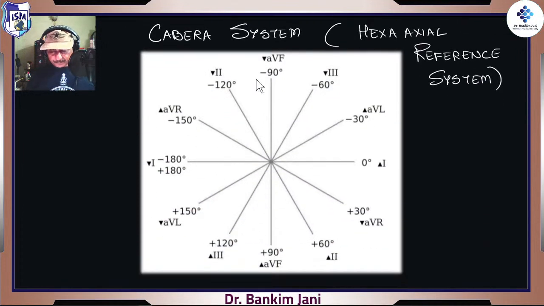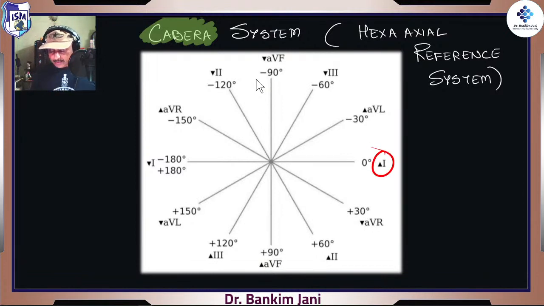Okay, this is for a later stage. This is what is called the Cabrera system, nothing but an overlapping of everything. Everything has been overlapped: AVR, AVL, AVF, 1, 2, 3. And I'll spend just 1 minute on it.